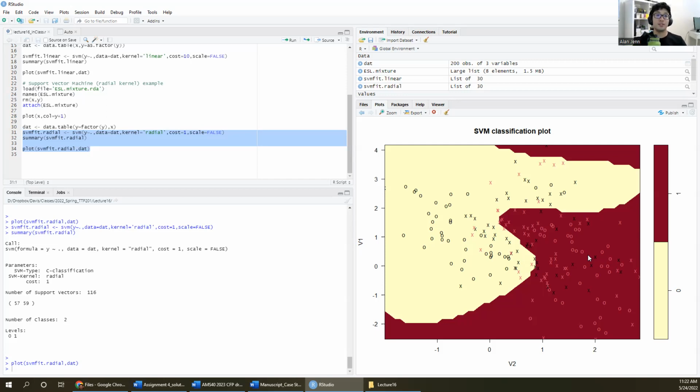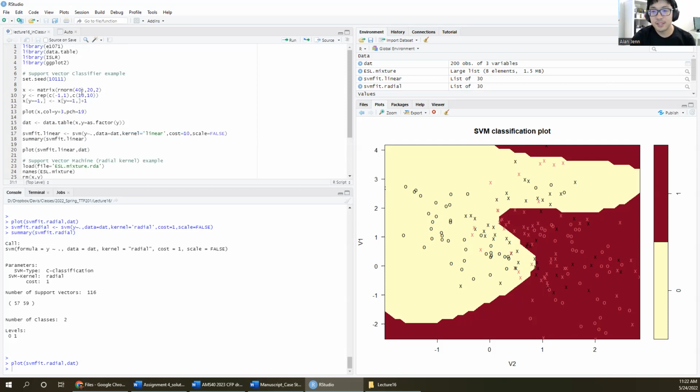Any other question? Okay. Okay, I see a question. Can I repeat when to use the set seed function and how to decide the number?